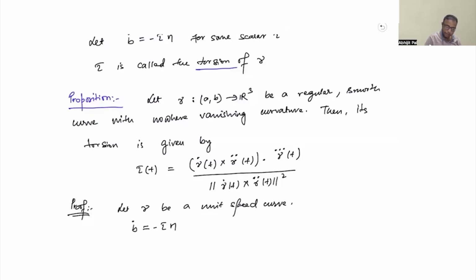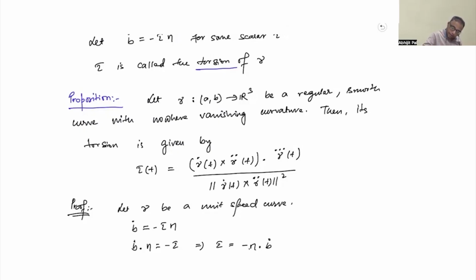Okay, so now if I take the dot product on both sides with this normal vector n, what I'll get is β dot n is equal to minus τ. So this implies that this torsion τ is equal to minus the normal vector n dot product with B dot.